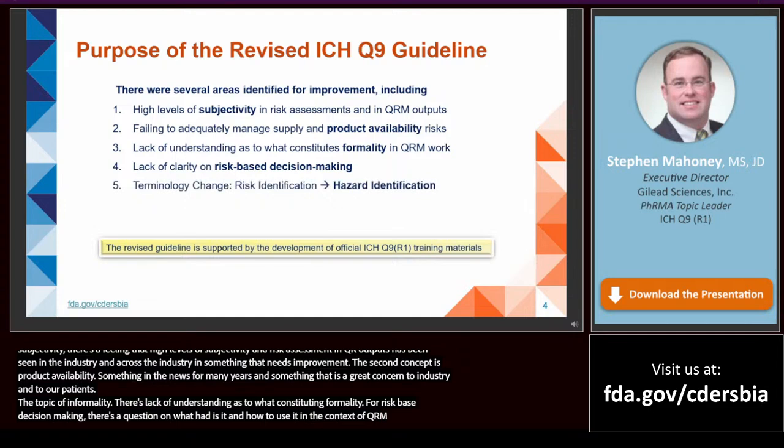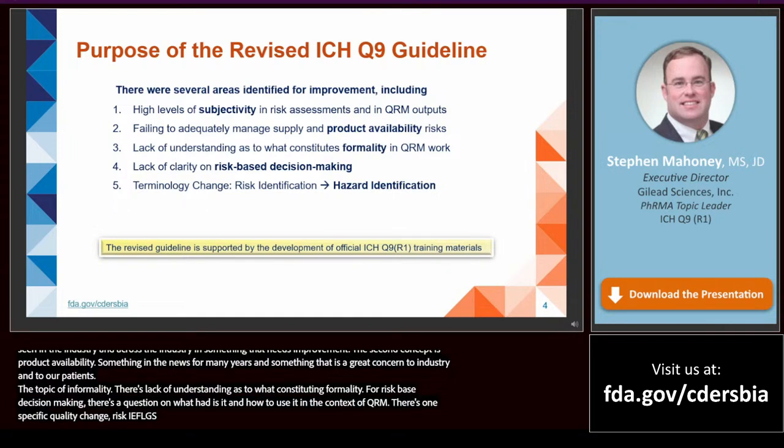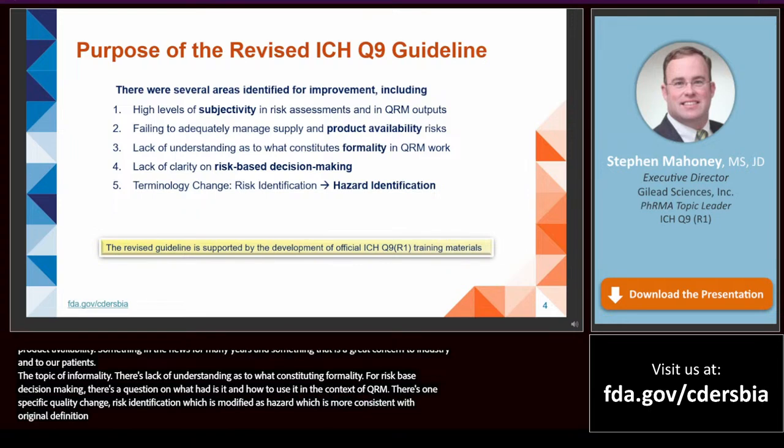In addition to the development of new content for the above topics, there's one specific terminology change in the original Q9 document. This is the term risk identification, which is modified to become hazard identification, which is more consistent with the original definitions. And for the sixth topic, risk review, there were concerns about a lack of clarity on the concept itself.